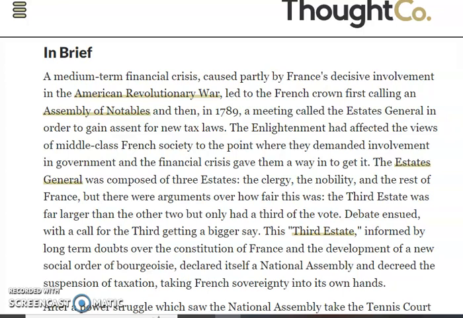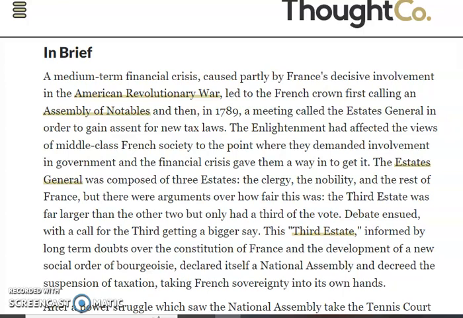The Estates General was composed of three estates: the clergy, the nobility, and the rest of France. But there were arguments over how fair this was. The Third Estate was far larger than the other two, but only had a third of the vote. Debate ensued, with a call for the Third getting a bigger say.